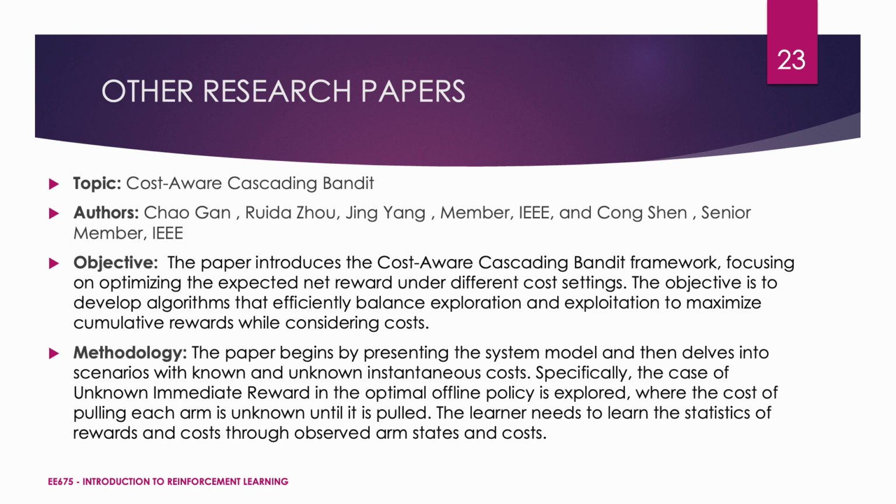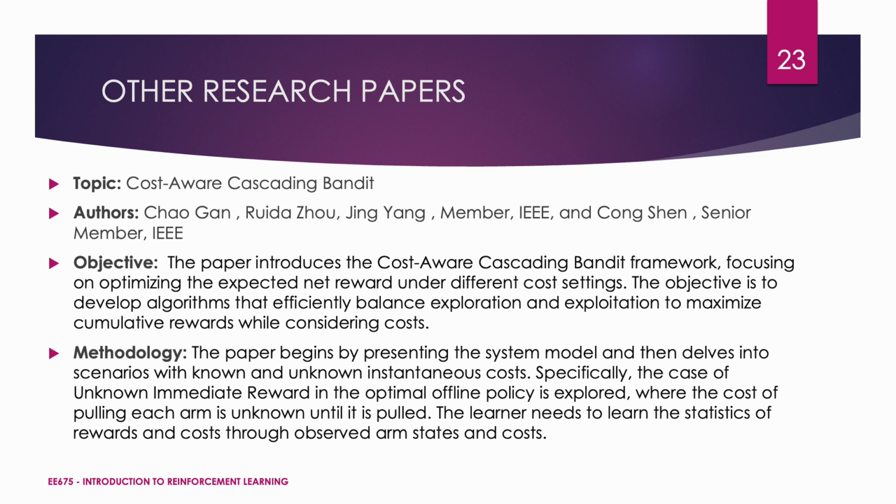Now let us move to the third paper, which is titled Cost Aware Cascading Bandit. This paper focuses on introducing the cost aware cascading bandit framework, aiming to optimize the expected net reward under different cost settings. The primary objective is to develop algorithms that efficiently balance exploration and exploitation to maximize cumulative rewards while considering the costs. The paper starts by presenting the system model of the cost aware cascading bandit framework.